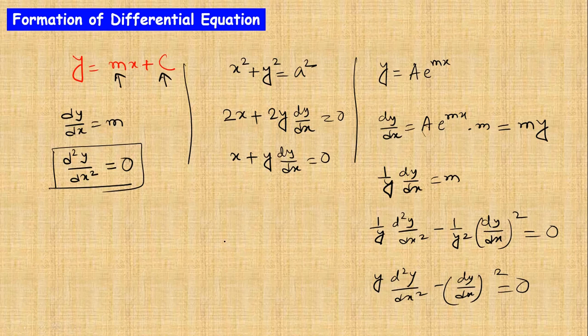I think that is clear. The number of constants gives you the maximum allowed derivative, meaning the order, that is the order of the derivative. Clear.